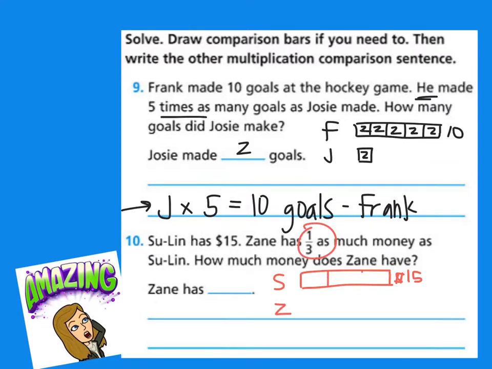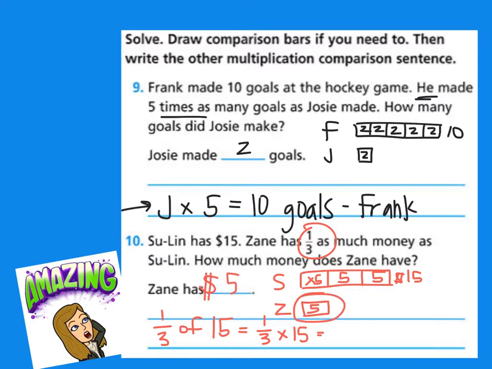So if I took 15 and I split it into 3 parts, you would have to think, what would one of those parts equal? Well, 15 divided by 3 is 5. So the way we could write this is figuring out 1/3 of $15. Another way to write that is taking 1/3 times 15 to equal Zane's total, which in this case, I know that it would be 5, 10, 15. So 1/3 of Sue Lynn's would be $5 because 1/3 of 15 is 5.